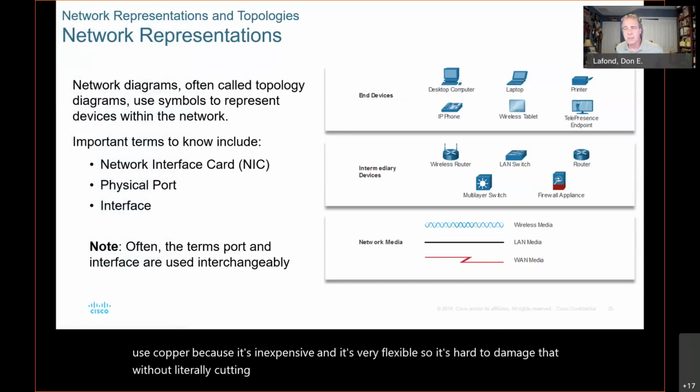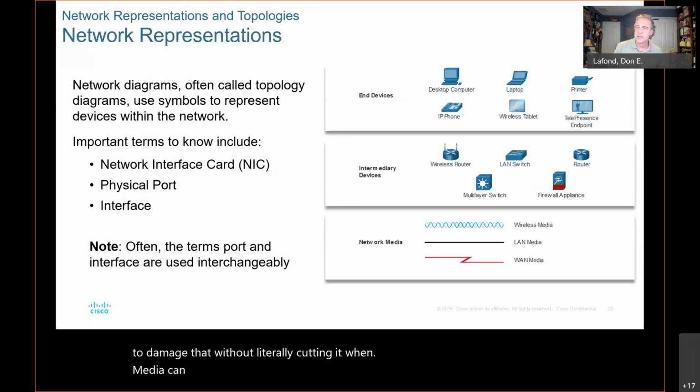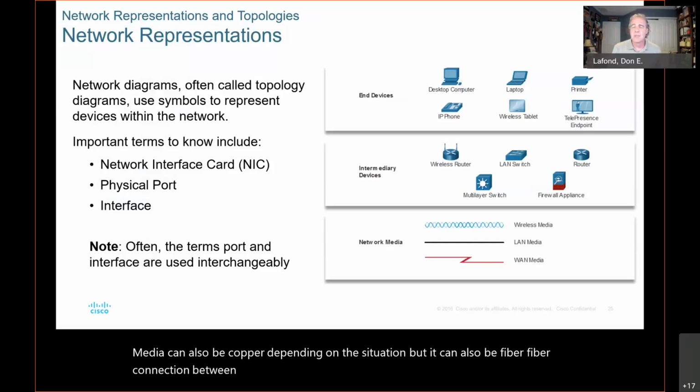WAN media can also be copper, depending on the situation, but it can also be a fiber connection between buildings, or even between regions, like different states or different countries. That's usually a very high-speed WAN connection.